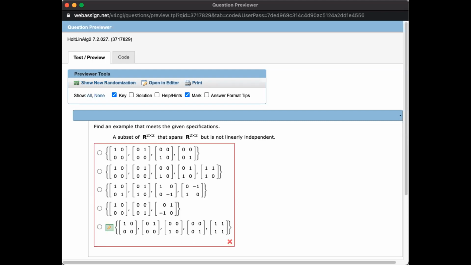In order to be not linearly independent, it needs to have something extra, right? So really, there's only 2 possibilities for that, right? There's the second possibility and the last possibility, okay?